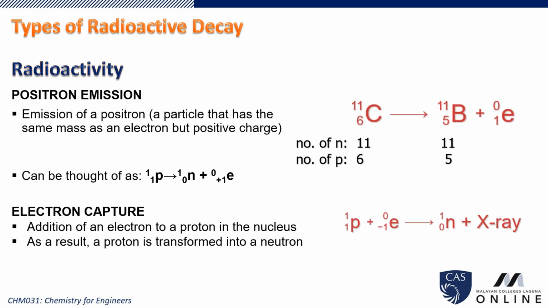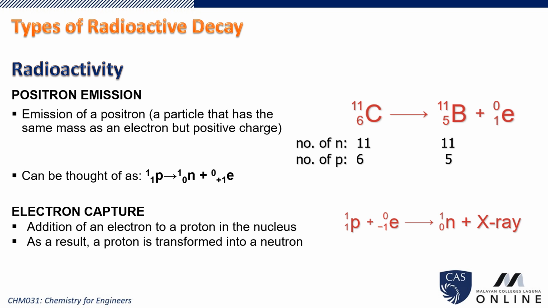The next one is positron emission. In this case, a proton is converted into a neutron and a positron is emitted. For the key changes, the mass number remains the same, however, the atomic number decreases by 1. This is essentially the opposite of beta decay. In our example, we have carbon undergoing positron emission, being transformed into boron plus an emission of a positron.